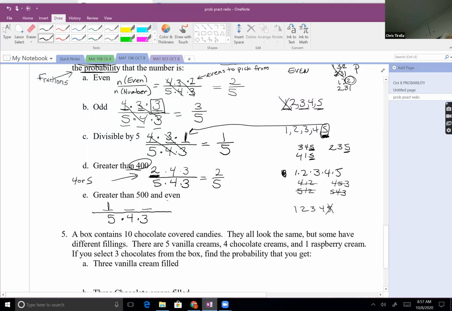And if it has to be, so I've used up the 5. And if it has to be even, that last digit has to be either the 2 or the 4. Yeah. So I have 2 choices for the last digit. I'm not using both of them up though. I'm only using one of them up. So doesn't that leave me 3 choices for the middle number? Yes. And so I can divide out the 3's. When I multiply, that leaves me 2 over 20. So 1/10 of the numbers are greater than 500 and also even.